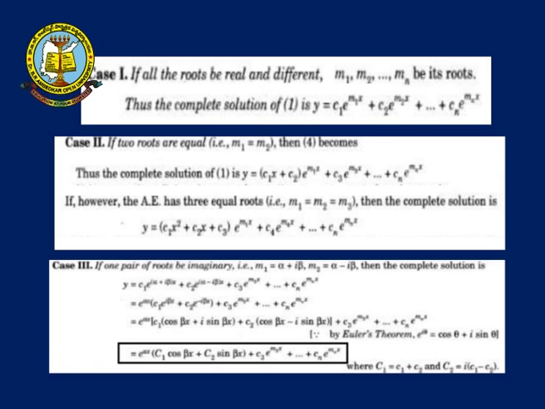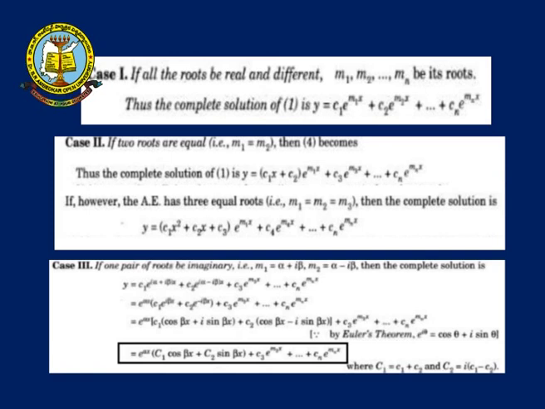Now the roots are real and equal. That is case 2, m1 equal to m2. So we can take (c1 x plus c2) into e to the power of m1x, because m1 is equal for m1 and m2. In continuation, for m3 there will be c3 e to the power of m3x, plus so on, up to cn e to the power of mnx. So this is the solution whenever the roots are real and equal.